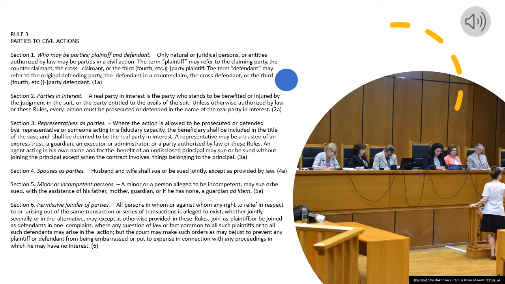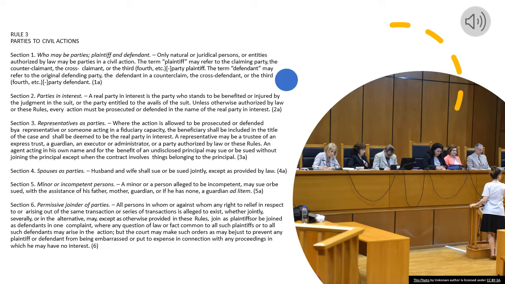Section 4. Spouses as parties. Husband and wife shall sue or be sued jointly, except as provided by law. Section 5. Minor or incompetent persons. A minor or a person alleged to be incompetent may sue or be sued, with the assistance of his father, mother, guardian, or if he has none, a guardian ad litem.